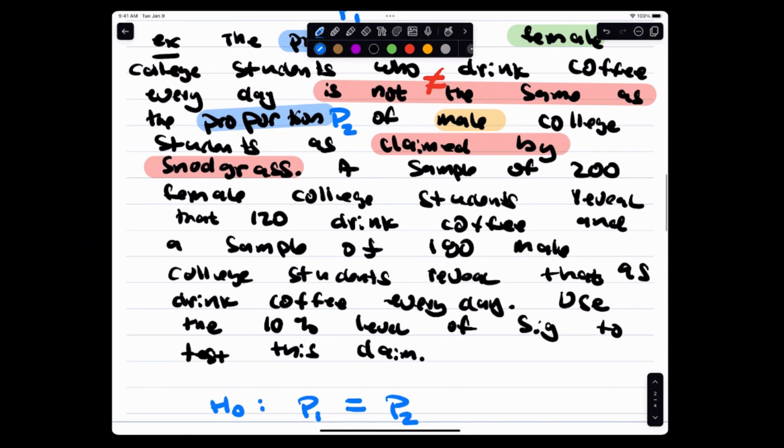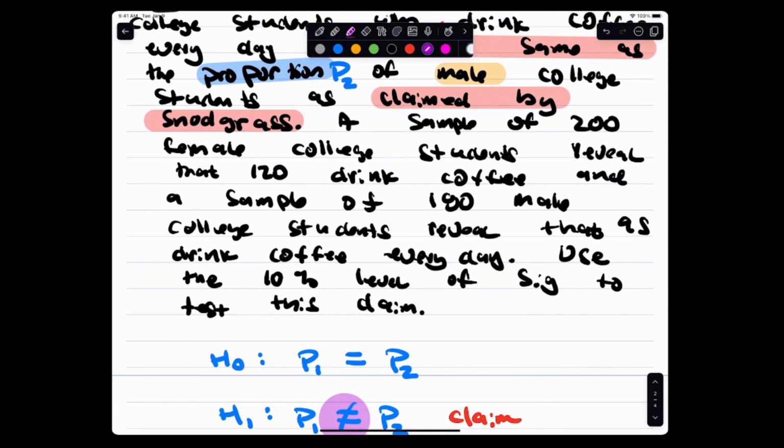Now, let's read the rest. What does the rest say? A sample of 200 female. That's the first group. College students reveal that 120 drink coffee. And a sample of 180 male reveal that 95. So you got the two of them, right?